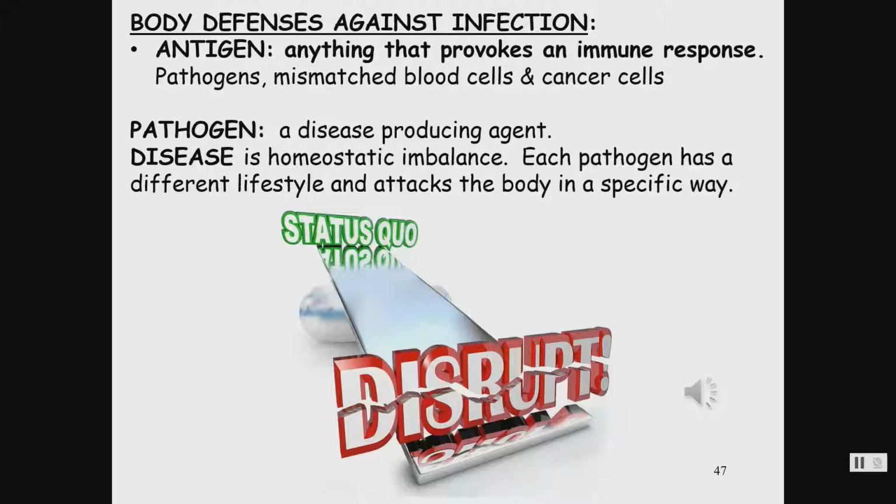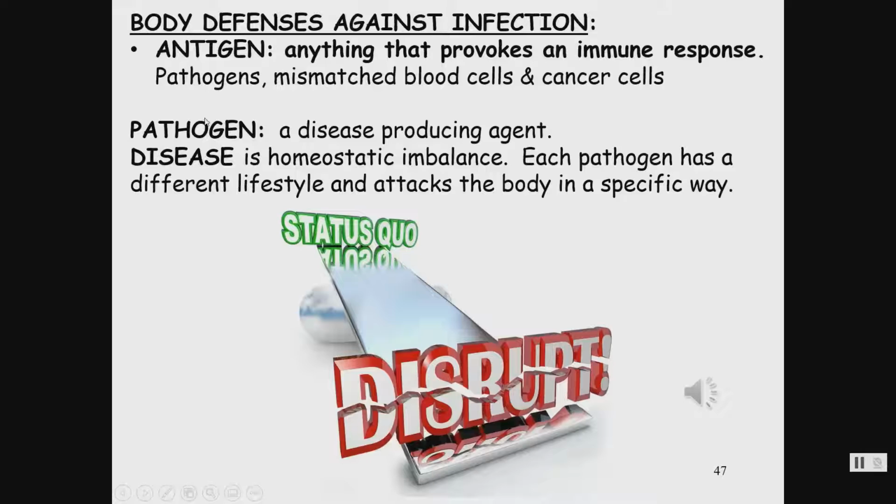So we're going to begin our discussion of the immune system. The immune system is the body's defense against infection. Just to recall the term antigen, we talked about it when we talked about blood group antigens, but our definition is anything that provokes an immune response. So it's something that's not self.